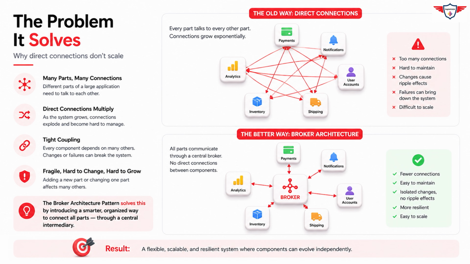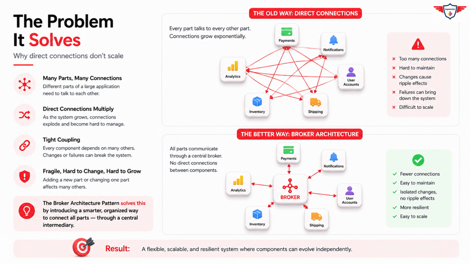At first, this seems perfectly fine, but as the system grows, the connections start to multiply very quickly. Imagine 20 different parts all connecting to each other. The number of direct connections becomes enormous. And every time you want to add a new part, you have to update every other part that needs to talk to it. This is what software engineers call tight coupling. Every component is tightly tied to every other component. If one part breaks, it can bring down the whole system. If you want to change one part, you might accidentally break 5 other parts. The system becomes fragile, difficult to manage, and very hard to grow.